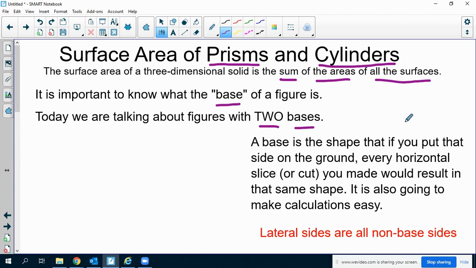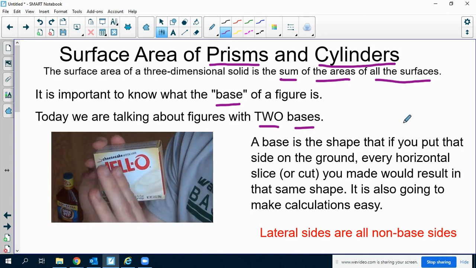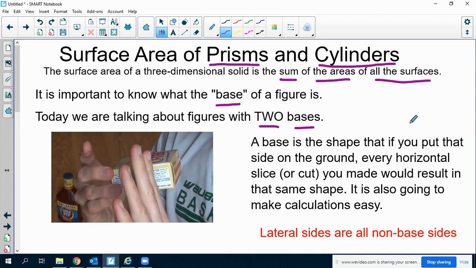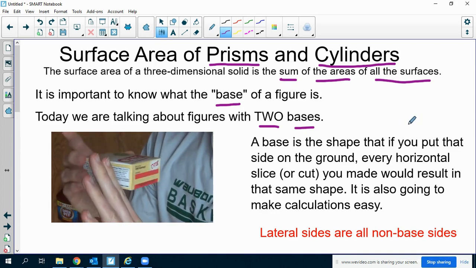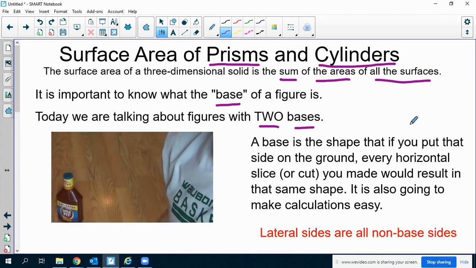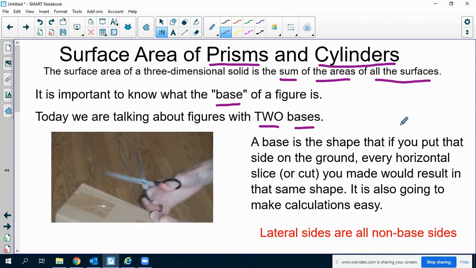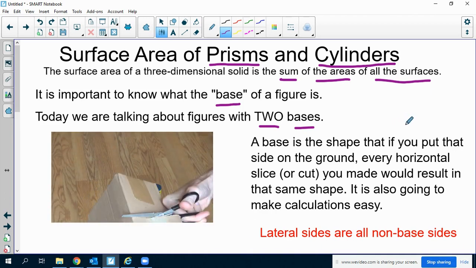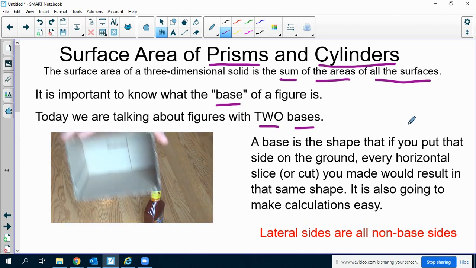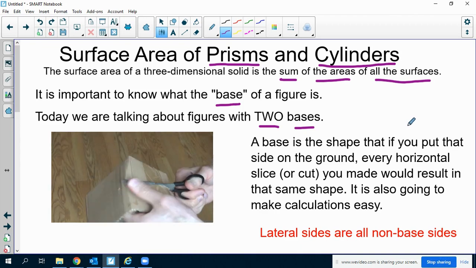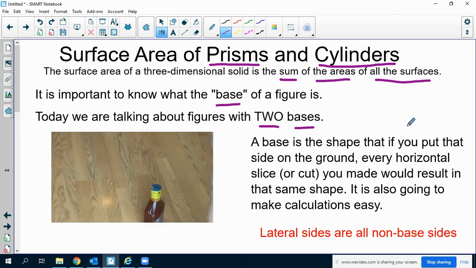If you take, for example, a Jello box and you pick any side of the Jello box and you cut horizontal slices, so you put any side on the ground and you cut horizontal slices, you would end up with the same shape going all the way across no matter where you cut it. I'm showing you by cutting this cardboard box that if you cut the cardboard box, you end up with these rectangles that end up being the same size no matter where you cut the rectangle. So I just cut it in 2 different spots.